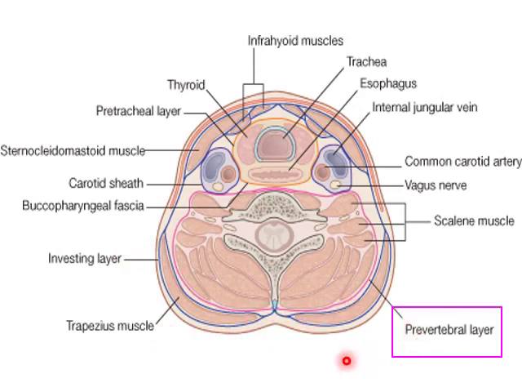Just beneath this investing cervical fascia, I've got the pre-vertebral fascia. As you see, it's colored here in pink. It's encircling the prevertebral muscles, encircling the scalene muscles, and the deep muscles of the spine.